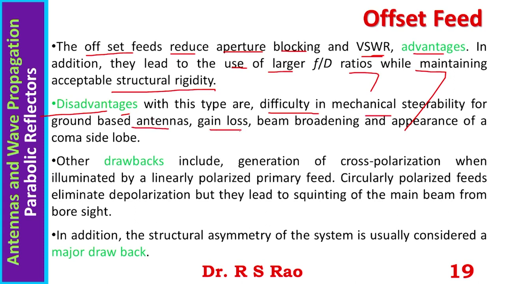for ground-based antennas, gain loss, these are already mentioned, beam broadening, and appearance of a coma side lobe. Other drawbacks are also there, like generation of cross polarization when illuminated by a linearly polarized primary feed. What is this cross polarization? This is the antenna. It is the primary source. Let us suppose it is giving out a wave which is vertically polarized. This vertically polarized wave, after getting reflected, moves towards the faraway point.